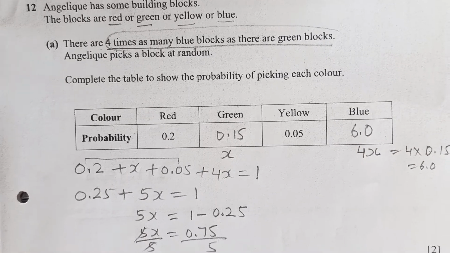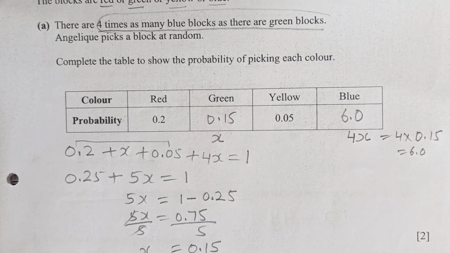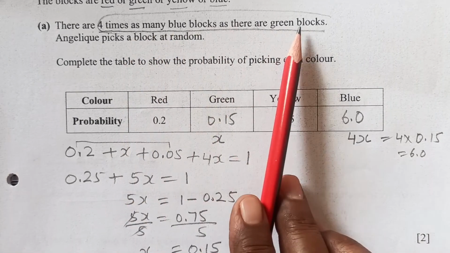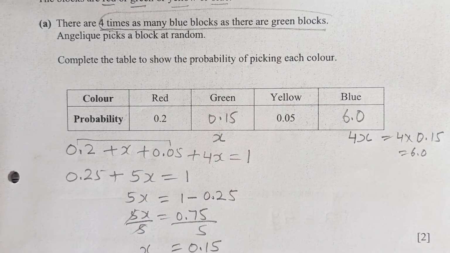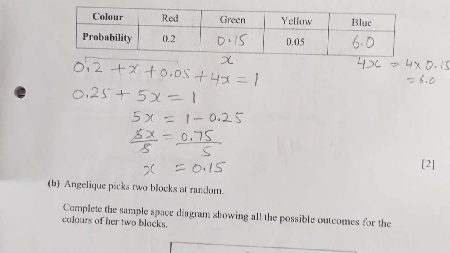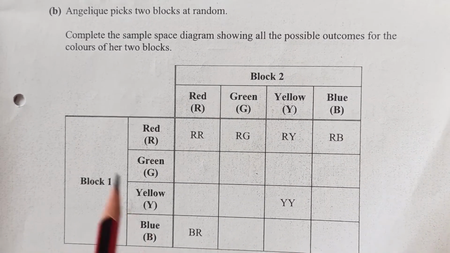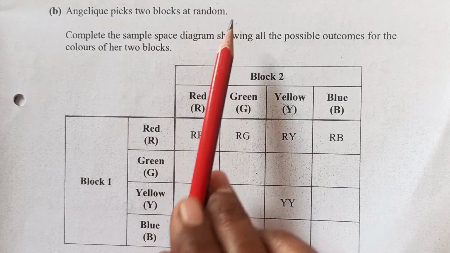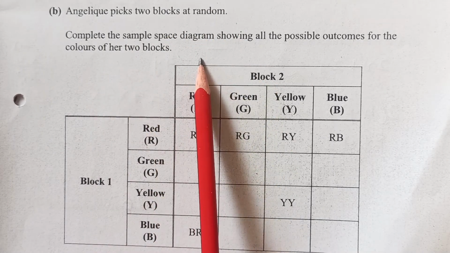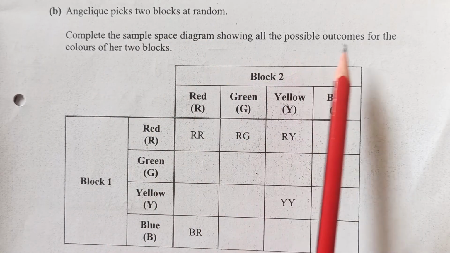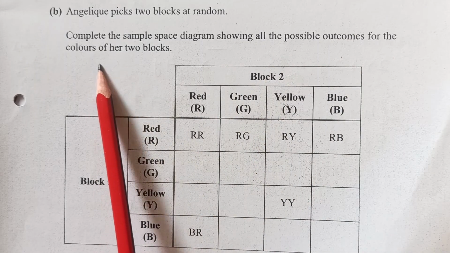Right? So that's how you will complete this one. Be careful about the language here. This is a bit tricky, but you can figure it out slowly. Now part B, Angelique picks 2 blocks at random. Complete the sample space diagram showing all the possible outcomes for the colors of her blocks.